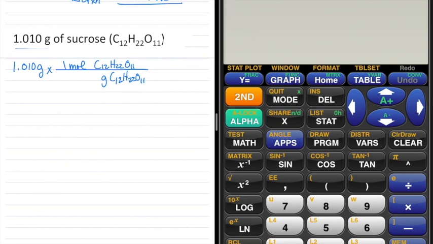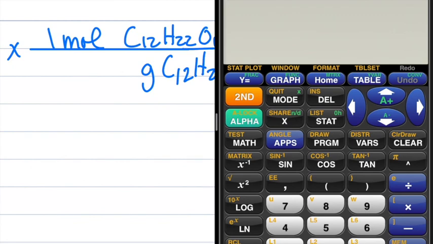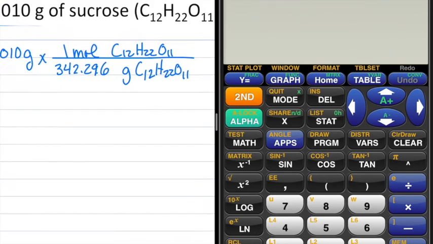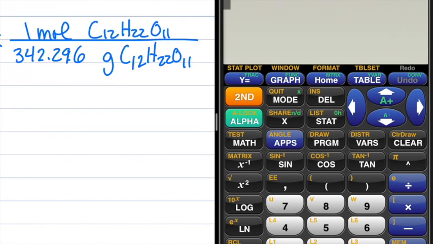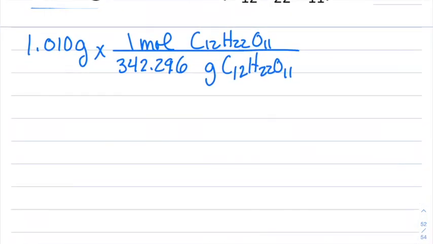For those of you calculating on your own, are you getting similar values? Yes? Okay, excellent. All right, so into here I'm going to put 342.296. Okay, so I did that molar mass calculation quickly. Any questions on how I came up with that value? These are just carbon, hydrogen, oxygen from the periodic table.